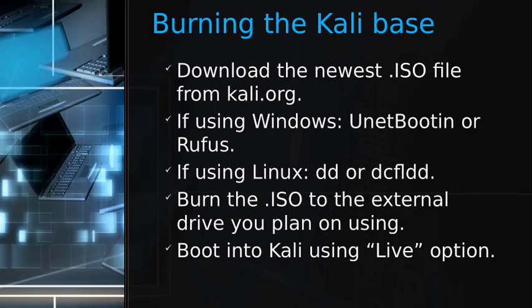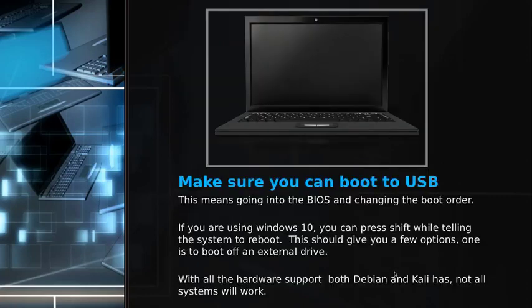Once you do get to the point where it does work, boot into Kali and use the live option. The biggest reason we want to use the live option is because we're going to prep the environment. There is one kind of trick. If you can't get into the BIOS for whatever reason, because it's too quick to get in there, or it's locked by the operating system, you might need to, especially if you're using Windows 10, press Shift while telling the system to restart or reboot.